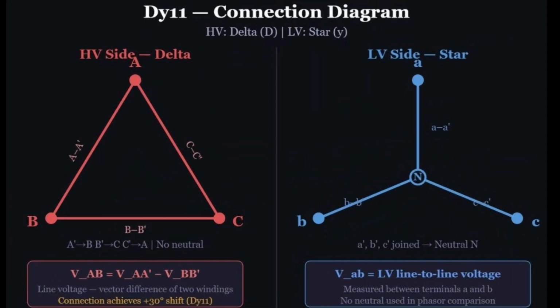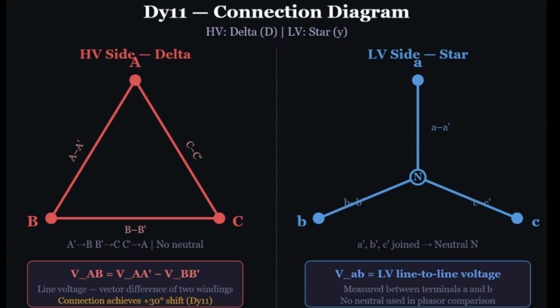Welcome to part 2. In this section, we look at the actual winding connections and the phasor diagrams for each vector group. We start with Dy11. On the left is the high voltage side connected in delta. The 3 corners of the triangle are the line terminals A, B, and C. The 3 sides represent the windings AA', BB', and CC'.